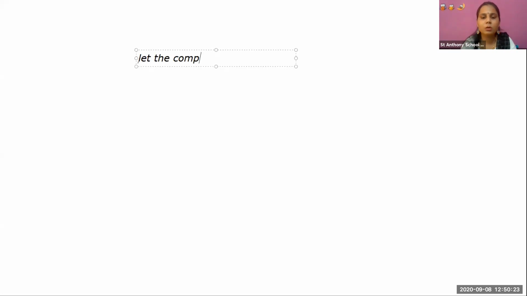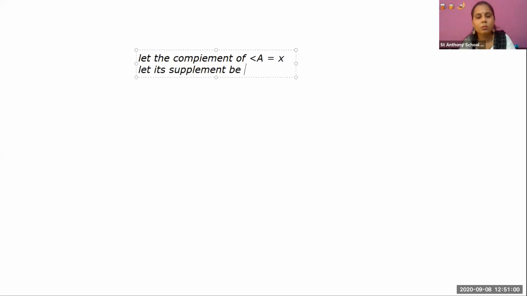So let the complement of angle A be equal to what? We consider it as x degrees, right? And what do we consider again? Let its supplement, what will we consider as its supplement? Let its supplement be y. Okay, we consider it as y.